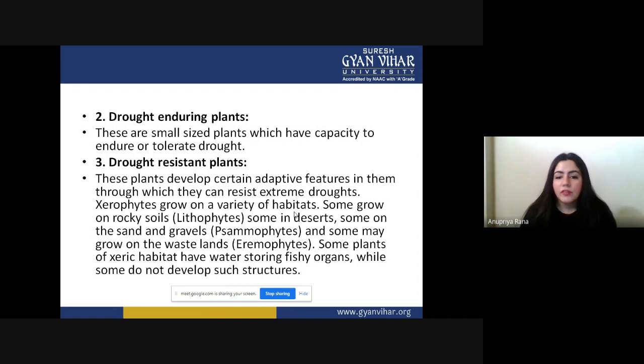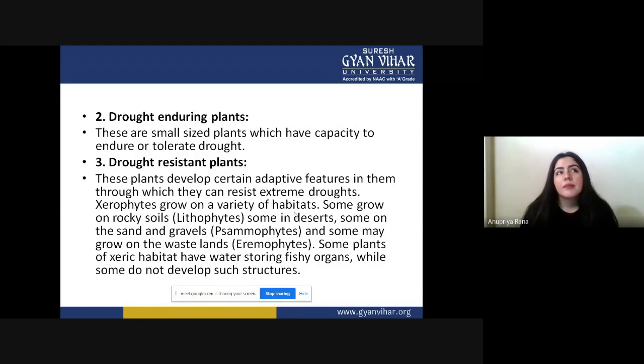Some may grow on wasteland. Some plants grow on wasteland. They are called eremophytes. Okay, the plants which grow on wasteland, or you can say some non-fertile zone, are called eremophytes. Some plants of xeric habitat have water storing fleshy organs, while some do not develop such structures.